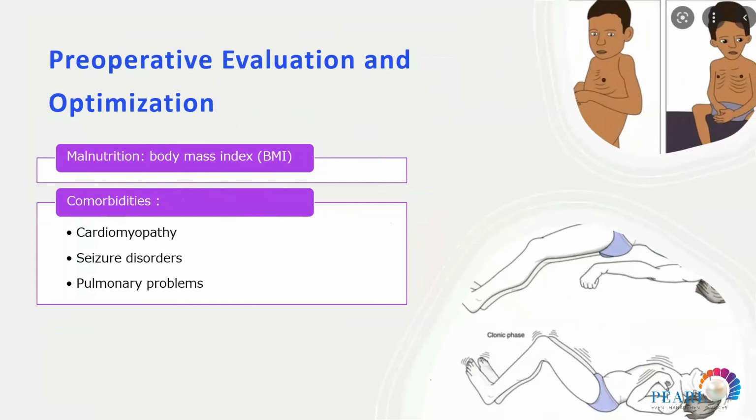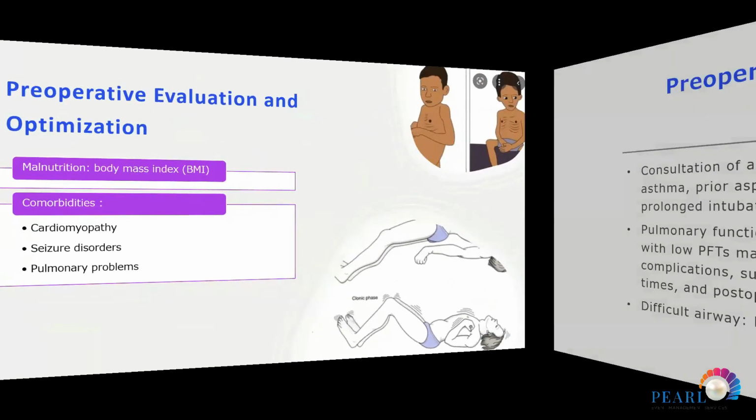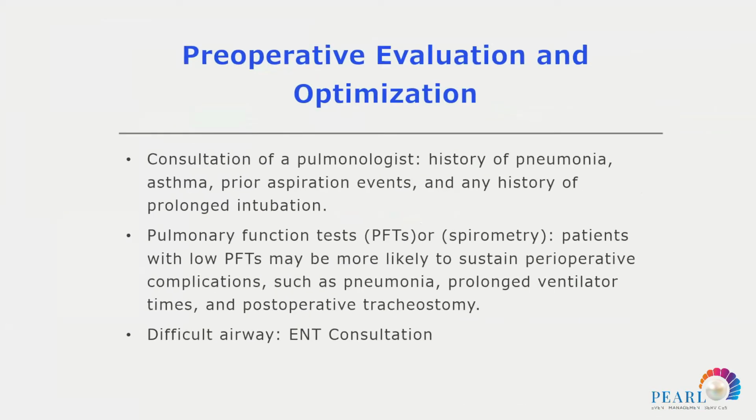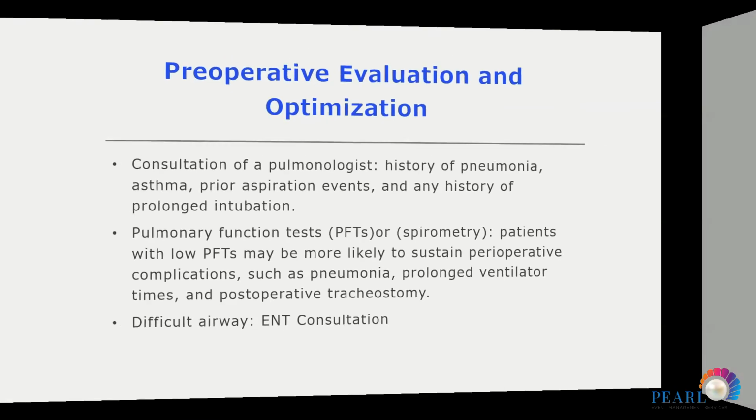Pre-op evaluation and optimization of the patient is very important. It is very important to look at malnutrition, cardiomyopathy, seizure problems, and pulmonary problems. It is very important to consult pulmonology and neurology, and to do a pulmonary function test when it is possible. Not all patients can do it. And if there are difficulties with the airway, we have to consult ENT, and sometimes one of the ENT team should be in the operating room to help us if a tracheostomy or anything else is needed.